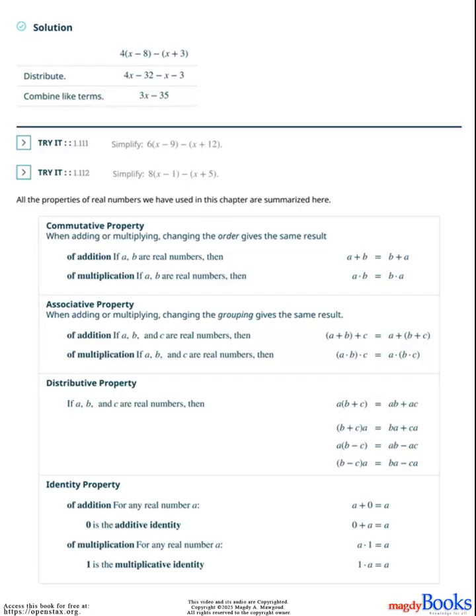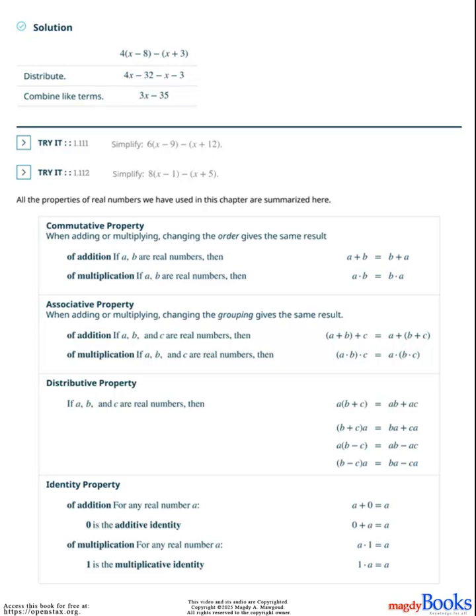C. Distributive property. If a, b, and c are real numbers, then a times open parenthesis b plus c, closed parenthesis equals ab plus ac; open parenthesis b plus c, closed parenthesis a equals ba plus ca. a times open parenthesis b minus c, closed parenthesis equals ab minus ac; open parenthesis b minus c, closed parenthesis a equals ba minus ca.